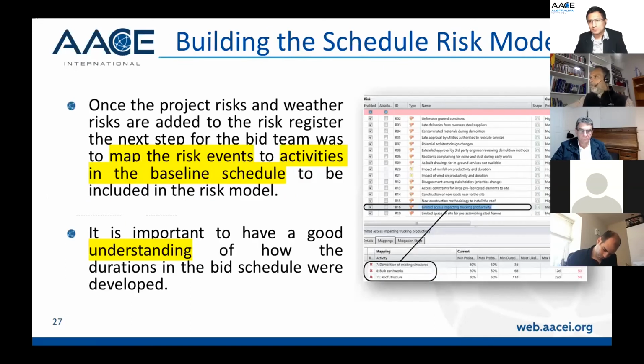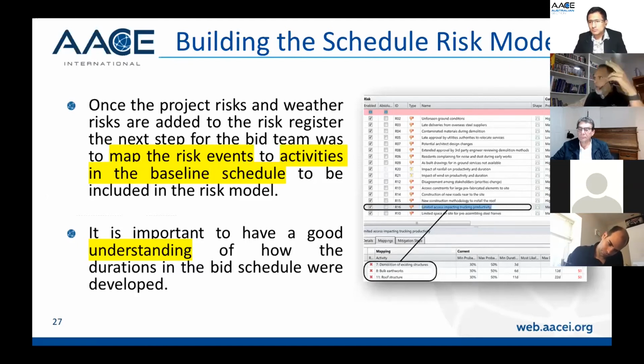So when we're building the shared risk analysis, we need to do what is called building the SRA. Once the project risk and the weather risk and everything is in the risk register, the next step is really just for us to map the risk with the activities in the schedule.